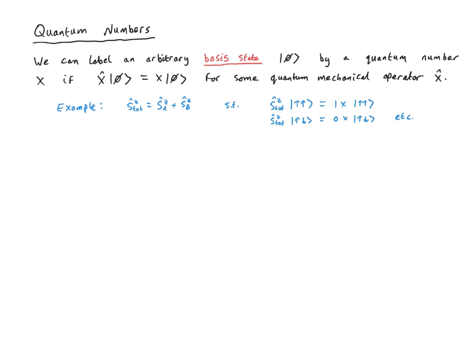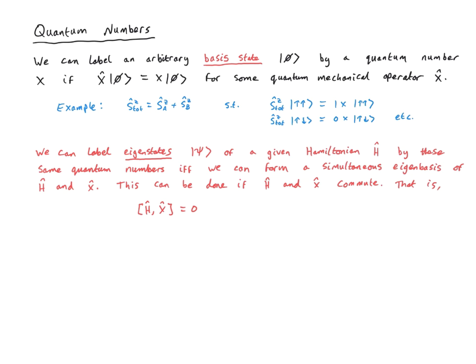The example given previously in this lecture was s total z, which is built out of saz and sbz, acting on, for example, the up-up or up-down states. These are both eigenstates of s total z with eigenvalues 1 or 0. Importantly, we can label eigenstates psi of a given Hamiltonian h by the same quantum numbers if and only if we can form a simultaneous eigenbasis of h hat and x hat.